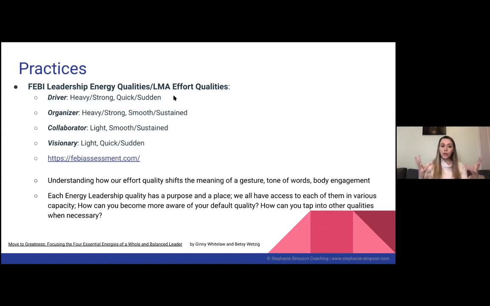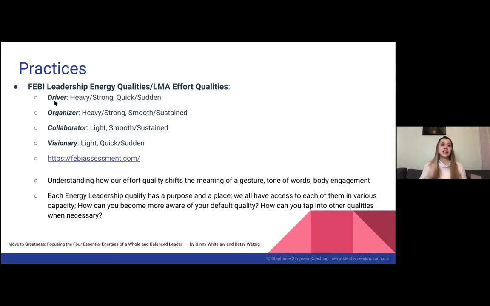And their whole thing is that in order to be an effective leader, you have to balance these in different ways. At the end of each chapter, they give you physical things to do to activate that energy quality, right? And you can notice that some of these energy qualities work really well with the IPEC model of energy leadership. So quickly, we have driver.